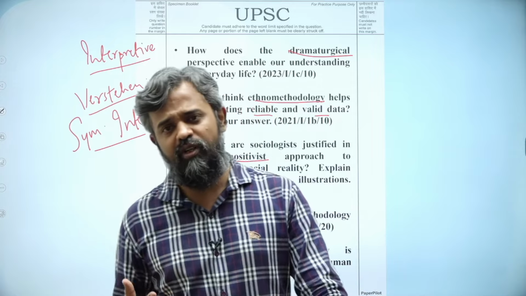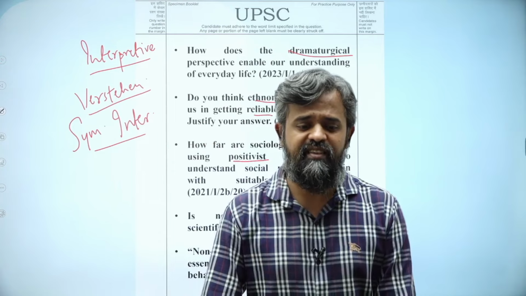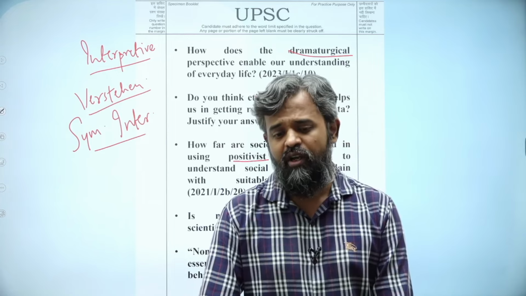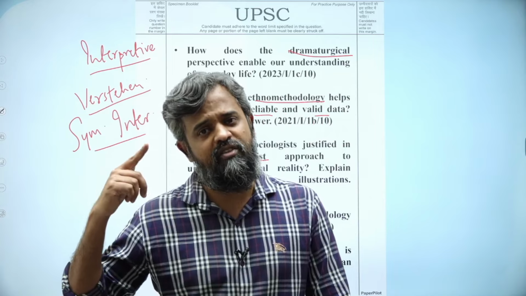Then we have Herbert Blumer, who in this famous work of his, Society as a Symbolic Interaction, outlines 3 core propositions. So this is a value addition. You can always use this. 3 core premises of symbolic interactionism.